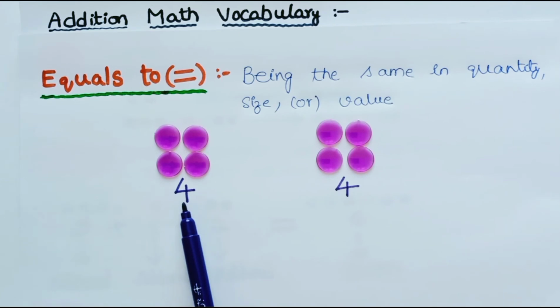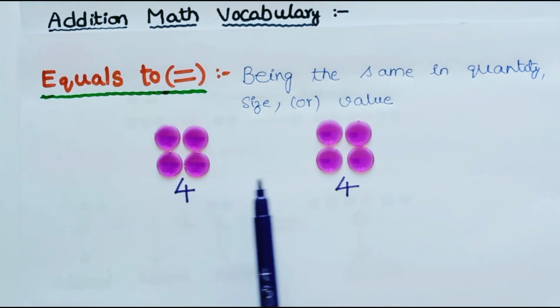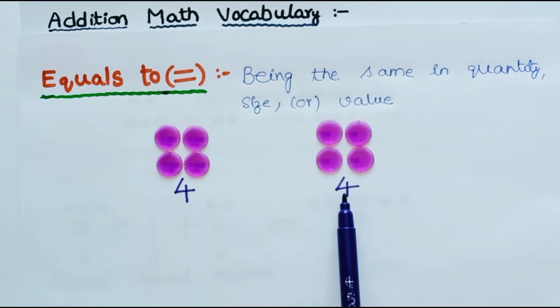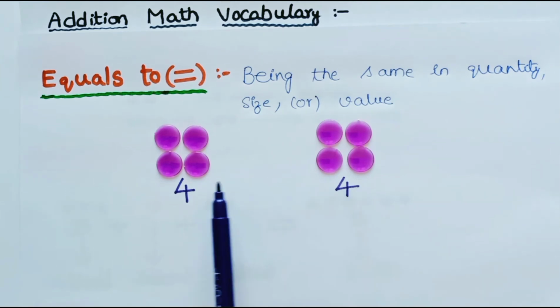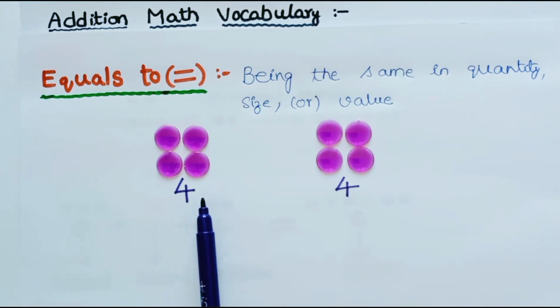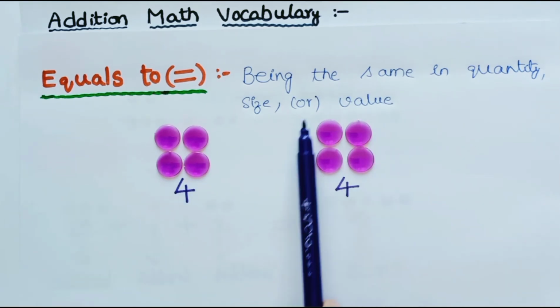Are these 2 sets having the same number of jetons? Yes, 4 is the same as 4. 4 is equal to 4. Then the first set is equal to the second set. So the two sets have the same value or the same quantity. What is the quantity here? The number of jetons in each set is the quantity here.